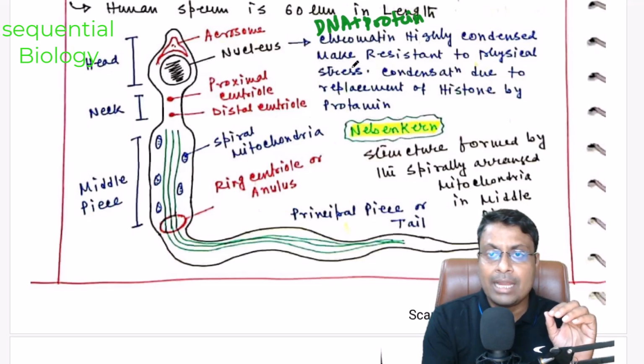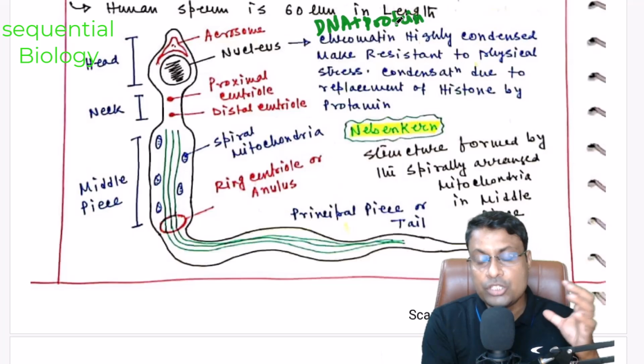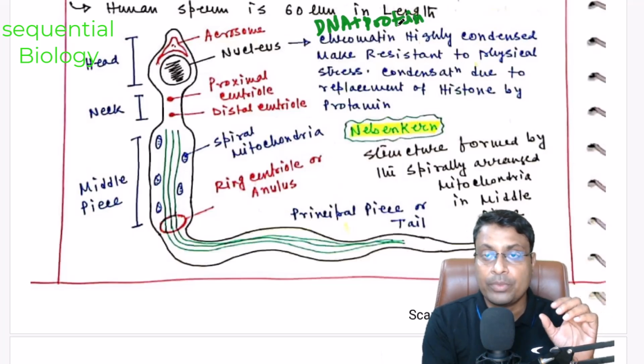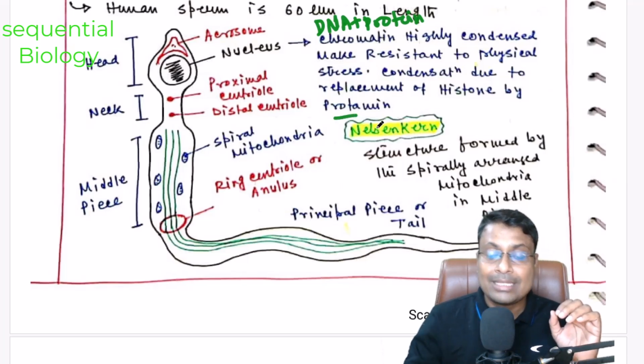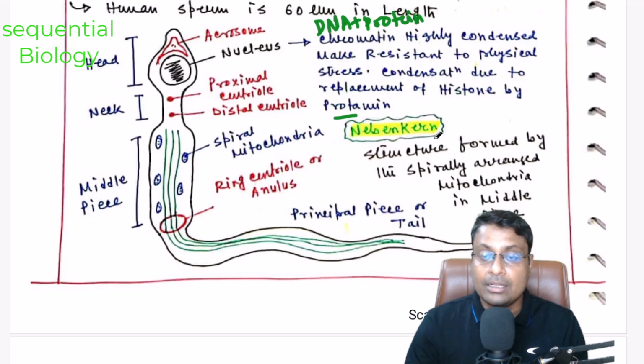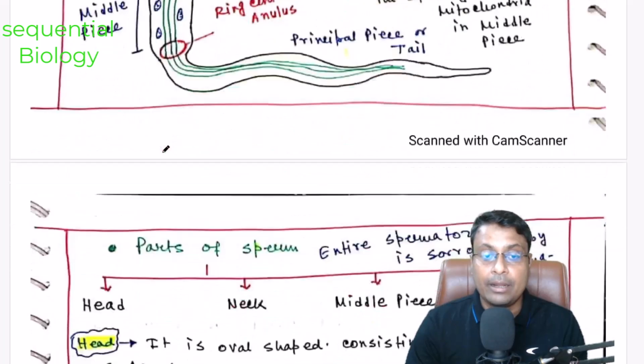The chromatin is highly condensed, which makes it resistant to physical stress, and the condensation is due to replacement of histone by protamine. In chromatin, the DNA and the protein are present, and proteins are of two types, the histone and the non-histone protein. But in the case of spermatozoa, the histone protein is replaced by protamine. This is very important. Also there is another important term, the Nebenkern, the structure formed by the spirally arranged mitochondria in the middle piece. You can see in the middle piece there are spirally arranged mitochondria. This provides energy for movement of spermatozoa, and these spirally arranged mitochondria are known as Nebenkern.